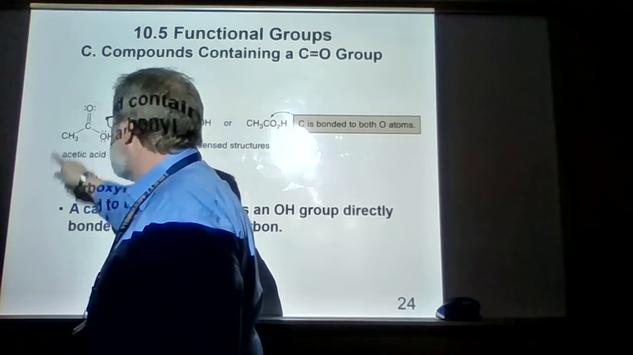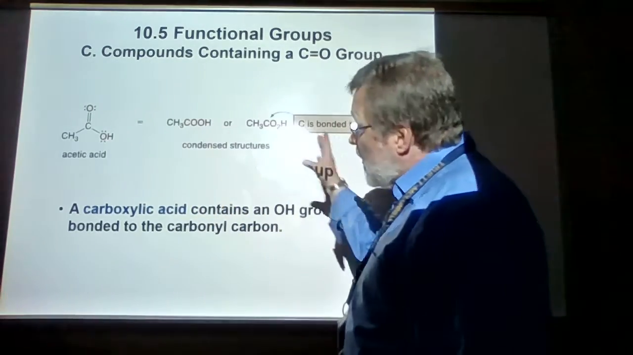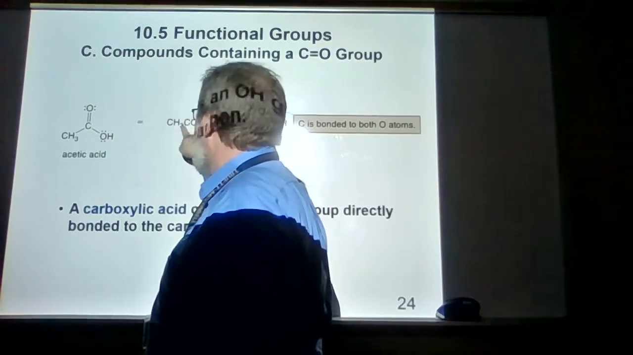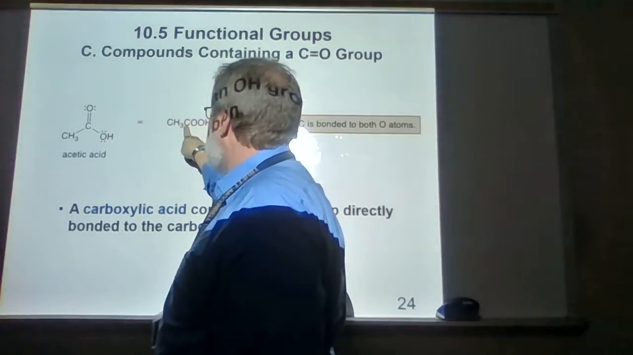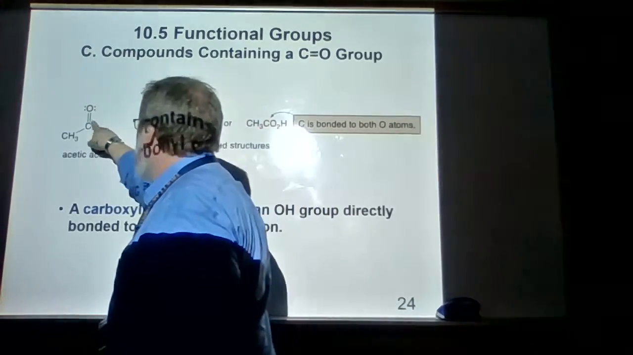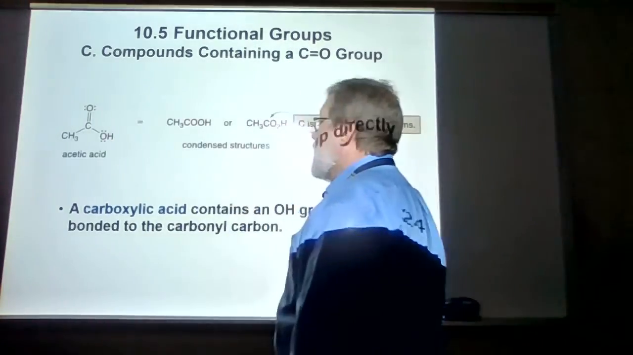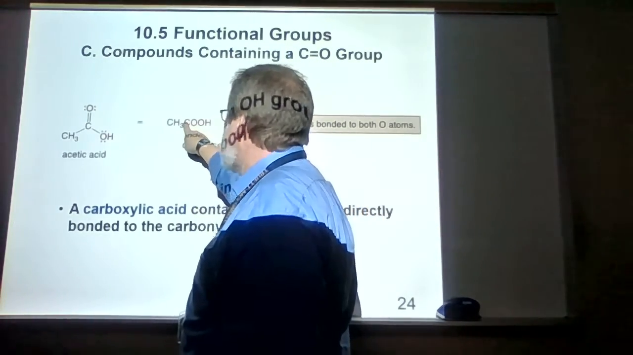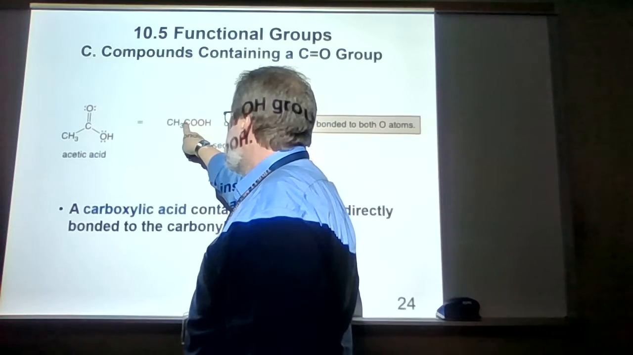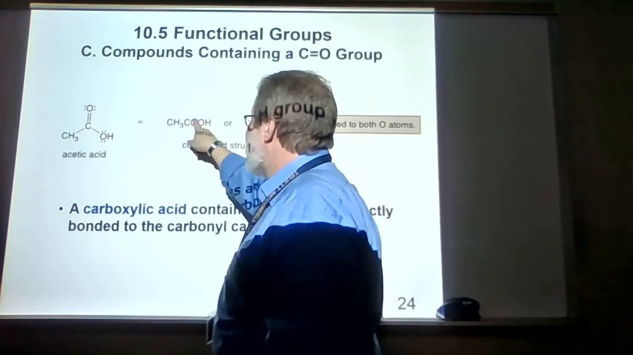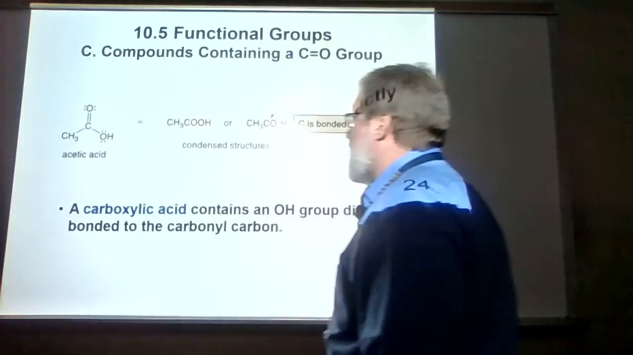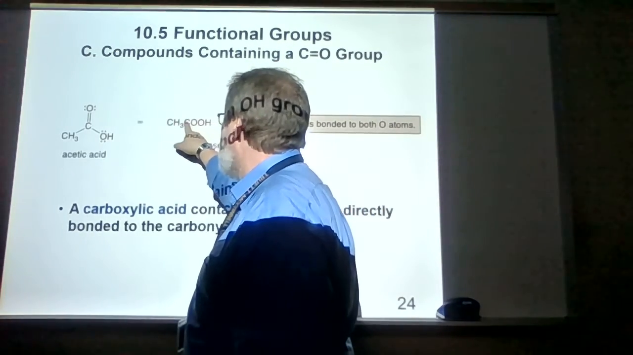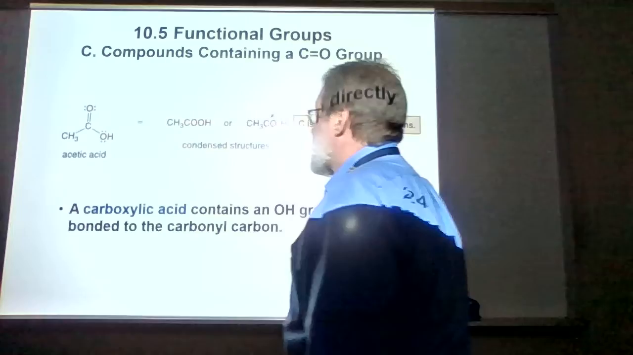Here we have the lines explicitly drawn. If we want to squish it down, this CH3 is at the end. This carbon is double bonded to an oxygen and to an OH. Notice this oxygen here is to the right of that carbon. It means that this oxygen is directly attached to that carbon. But what else is that carbon attached to? Well, it's attached to this CH3 and to the OH.